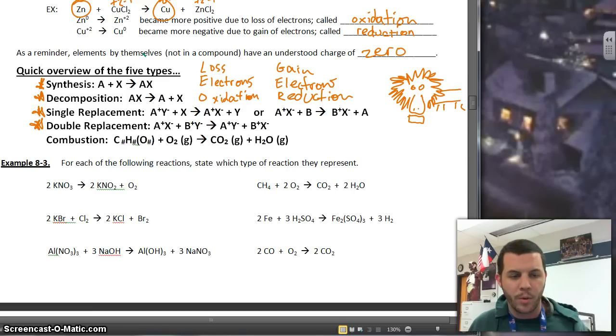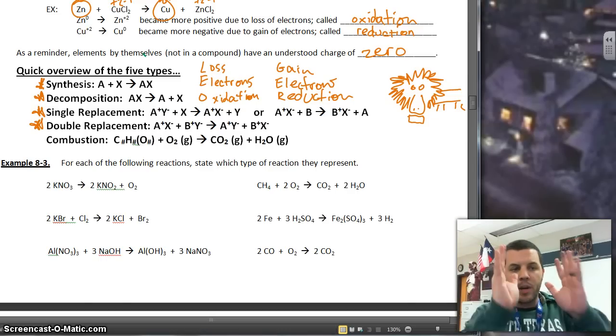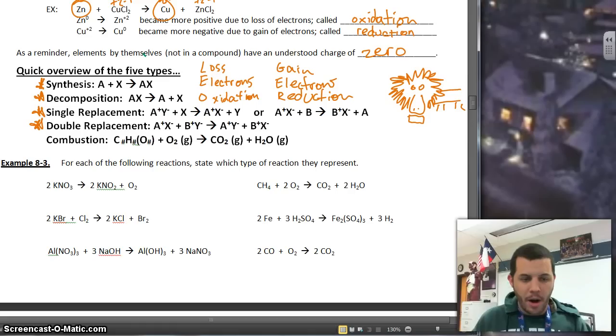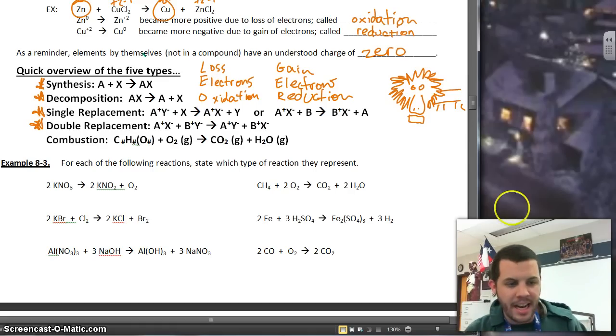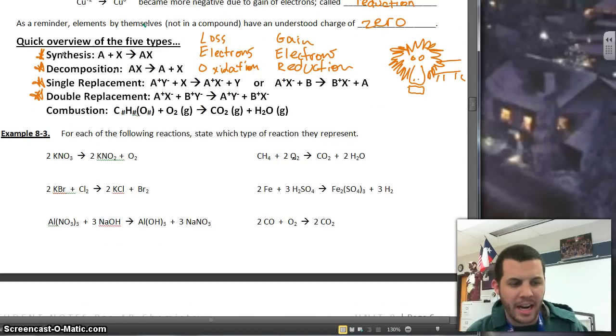They will always react with oxygen. They will always make carbon dioxide, and they will always make water. Every single time, a hydrocarbon or oxyhydrocarbon reacts with oxygen and forms water and carbon dioxide. Boom. Okay, let's take a look at each of these following reactions and tell what they are.